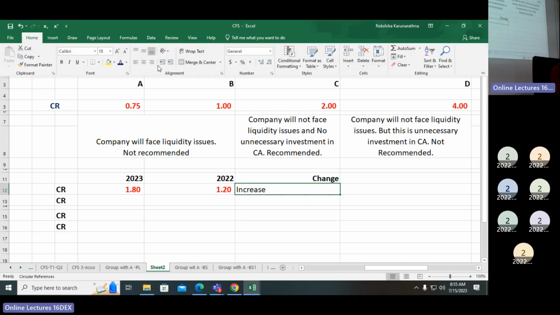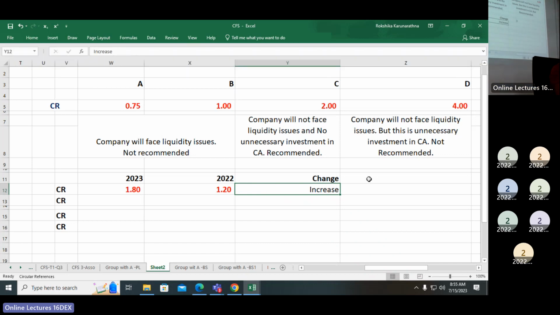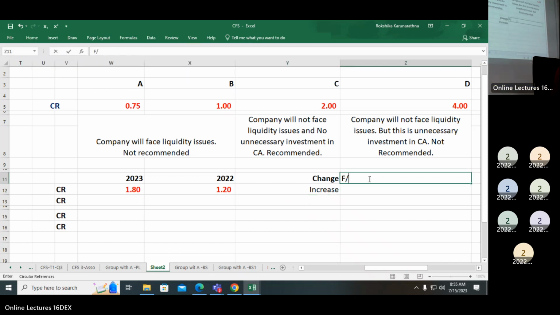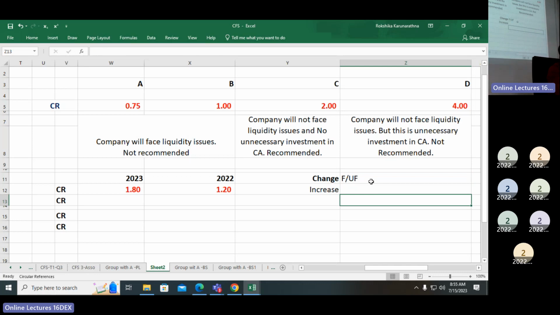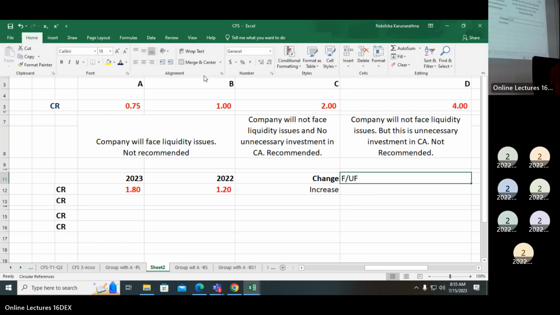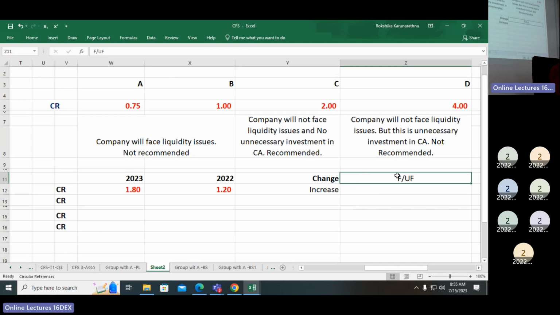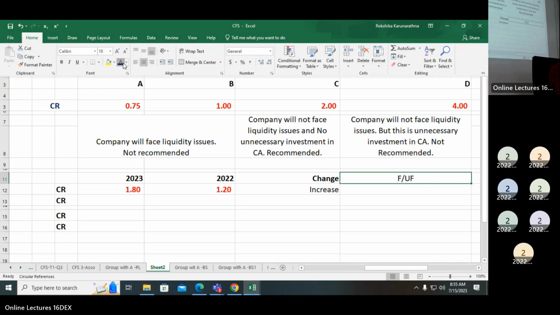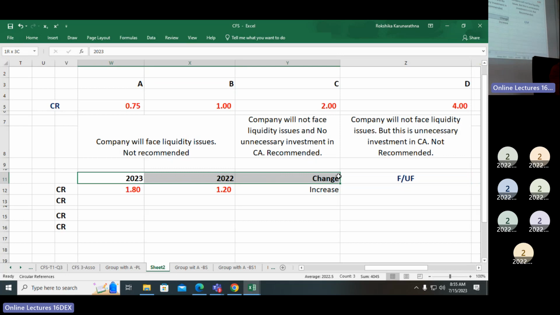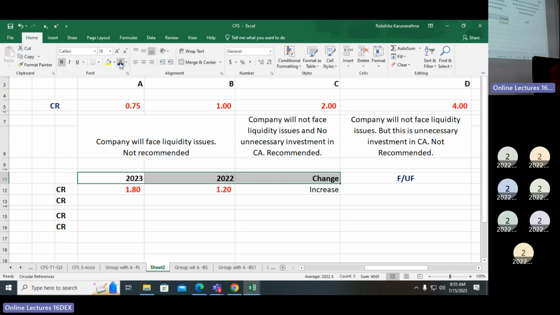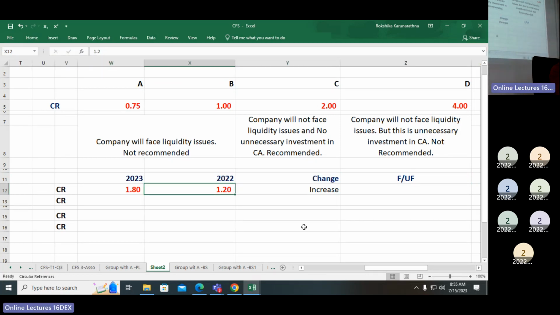Now, is this increase favorable or unfavorable? What can you say? Now we compare with the norm. The norm, the generally accepted level, is 2. So last year 1.2, this year 1.8, an increase towards the norm. So this is favorable.